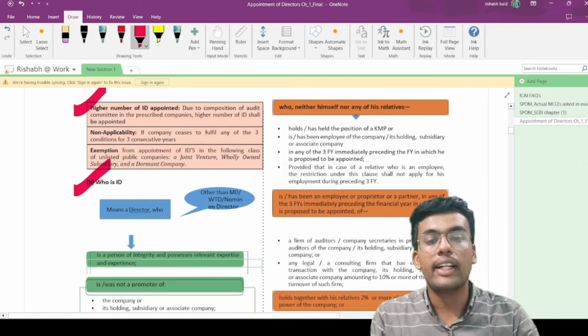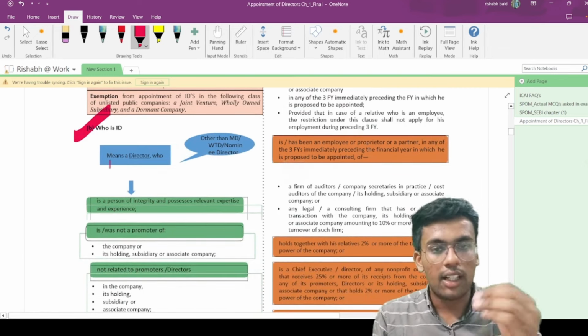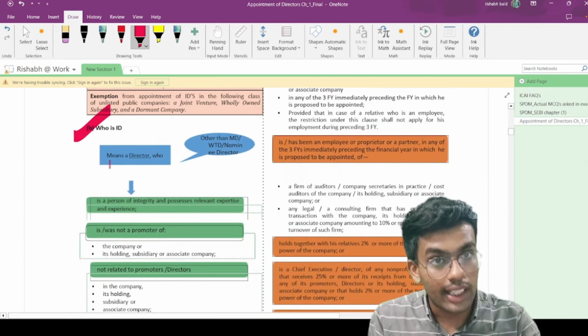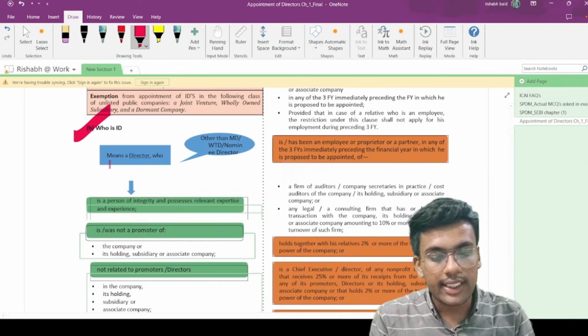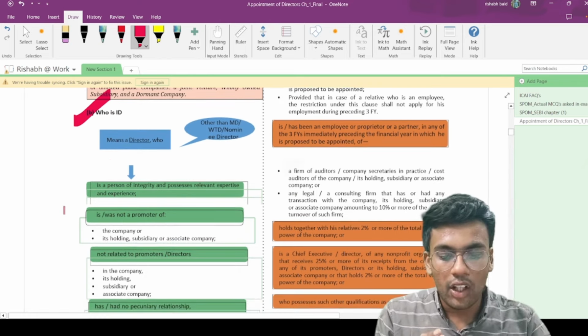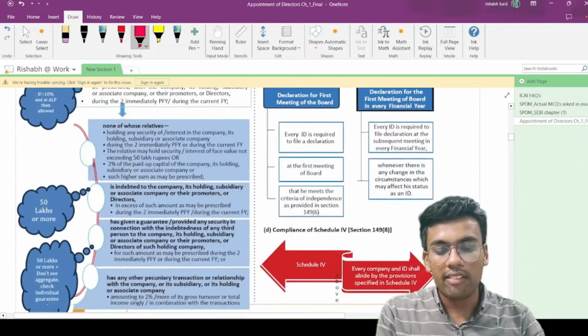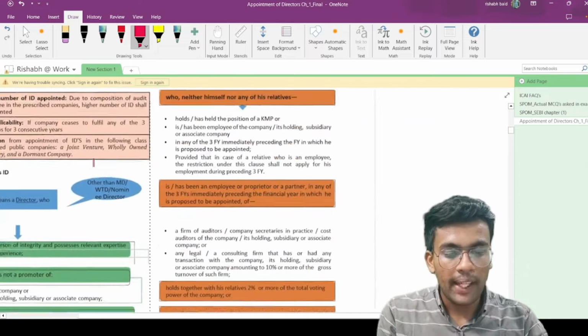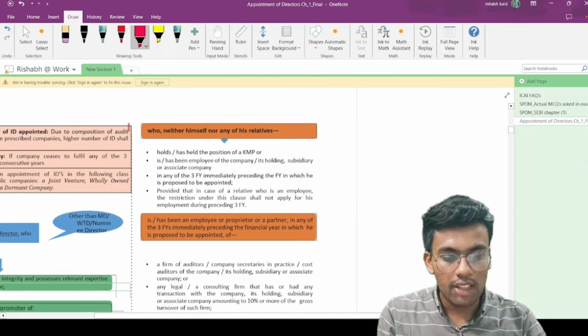Now who can be independent director? A person should not be. So I think on this independent director, I don't think any kind of question can be framed, but still for reference this is given for your reading, so please read it yourself. I have mentioned the relevant notes over here on the left hand side. This one also you should be reading yourself.